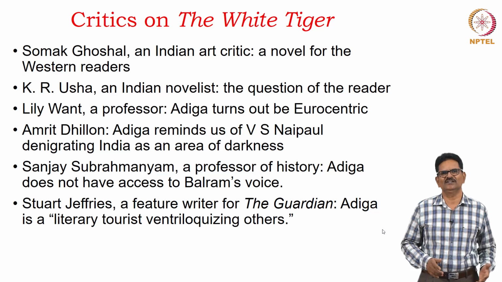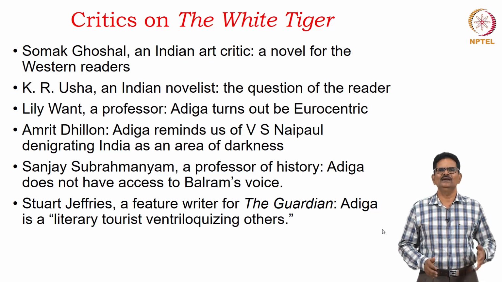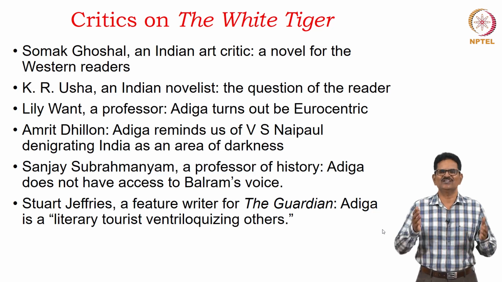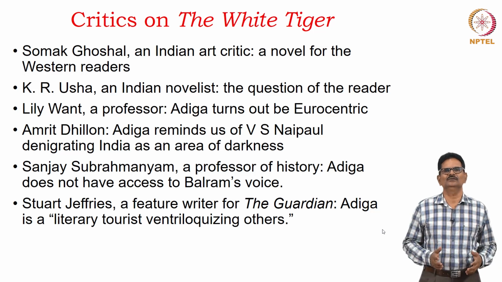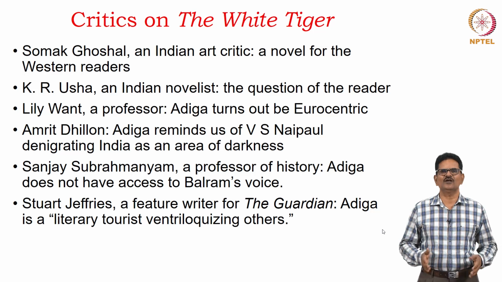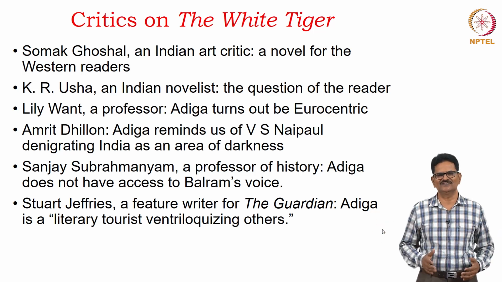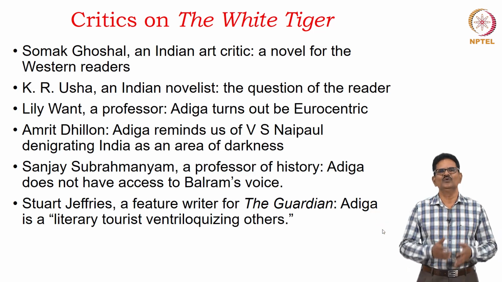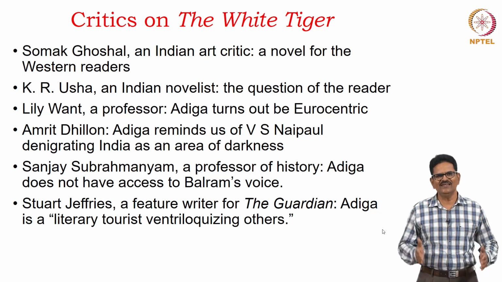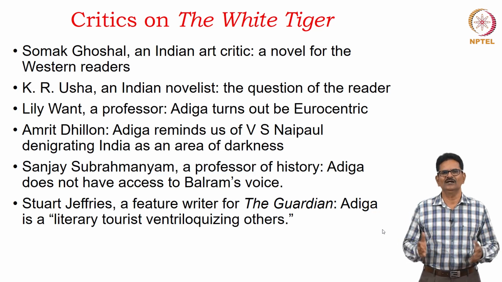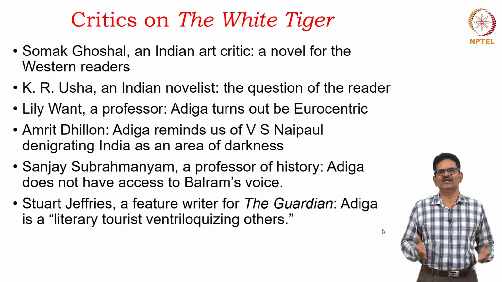Lily Want, a professor that is an academic, says Adiga turns out to be Eurocentric. The novel may look like Eurocentric, but it is actually Indocentric. It deals with Indians for the Indians. Amrit Dhillon says Adiga reminds us of V.S. Naipaul denigrating India as an area of darkness. The novel deals with the major themes of light and darkness, or dark India and light India. That is why we have such an opinion. Of course, V.S. Naipaul wrote a novel called An Area of Darkness. There he presented India negatively. It does not mean that every writer would do the same.